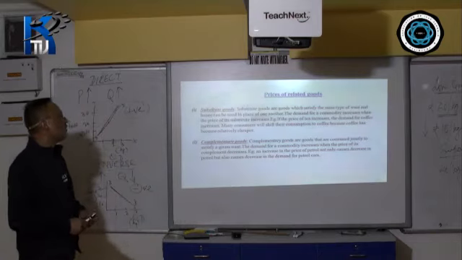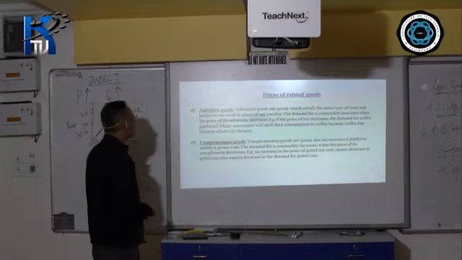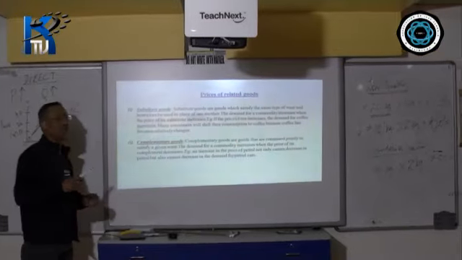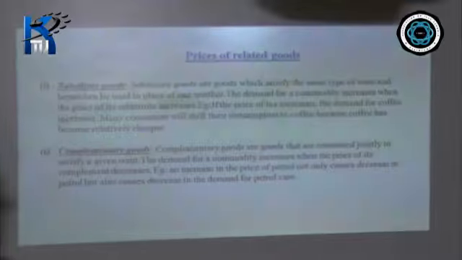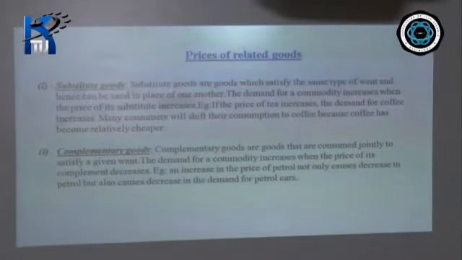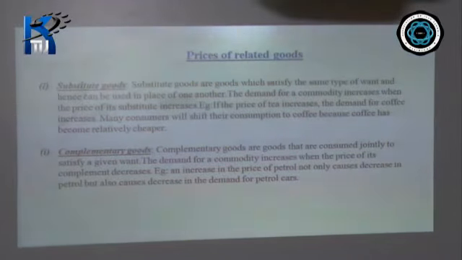Yes, price of related goods. Let's understand price of the related goods. Related goods means how a good is related to the other. When goods are related, it can either be substitute goods or complementary goods, or else it is not related. So let's have a look at substitute goods. What are substitute goods? Substitute goods are goods which satisfy the same type of want and hence can be used in place of one another.